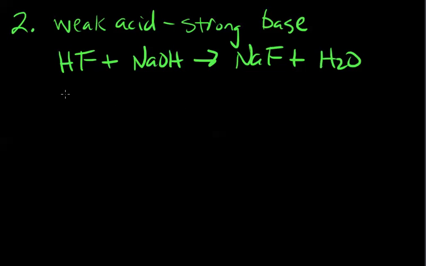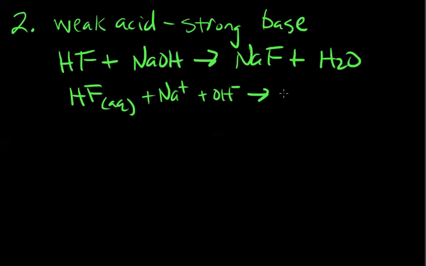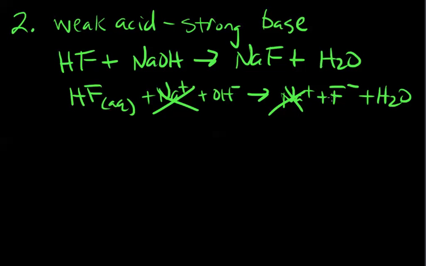Now, let's look at the ionic equation. So this hydrogen fluoride, because it is a weak acid, is going to exist as this molecule on the reactant side. So you're going to have hydrogen fluoride plus, since this is a strong base, sodium ions plus hydroxide ions to produce sodium ions plus fluoride ions plus water. And let's look at this and cancel out our spectator ions. So sodium is gone. And that's about it.